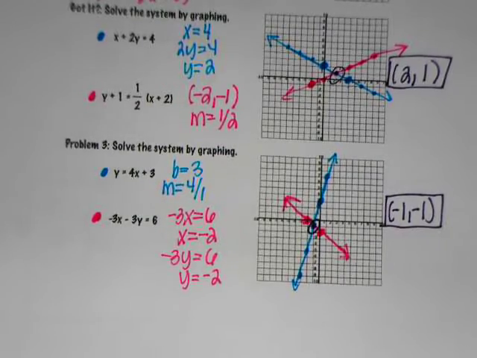Right there in problem 3, it says negative 3x equals 6, and it says x equals negative 2. How do we get that? Divide 6 by negative 3.